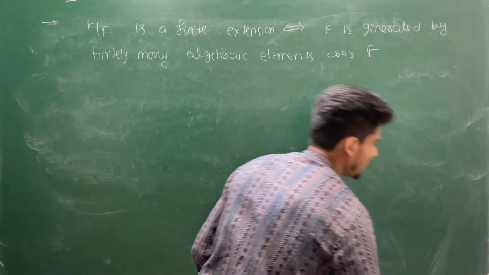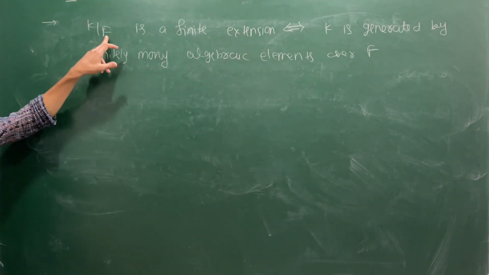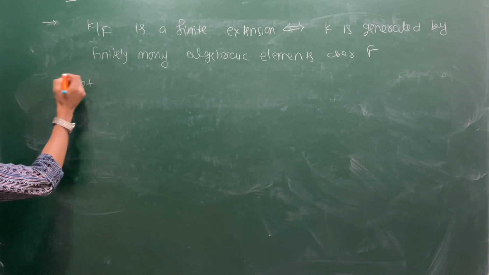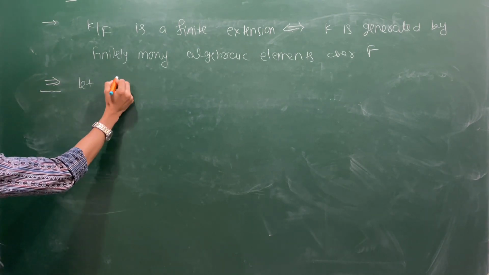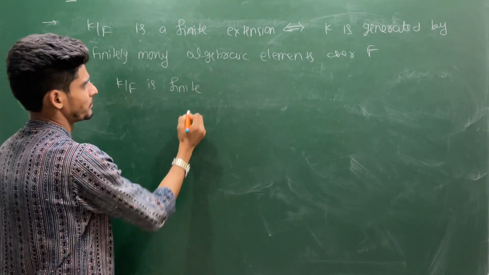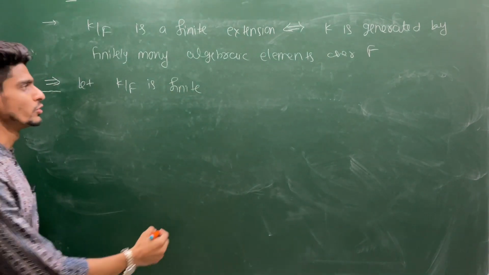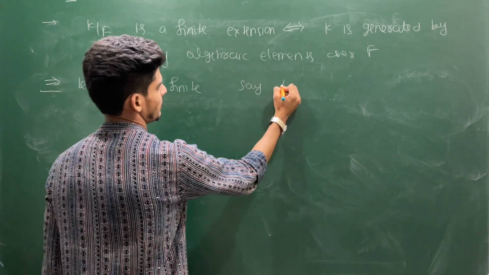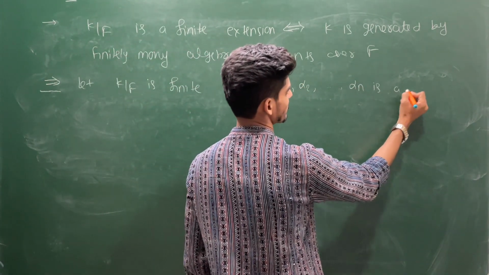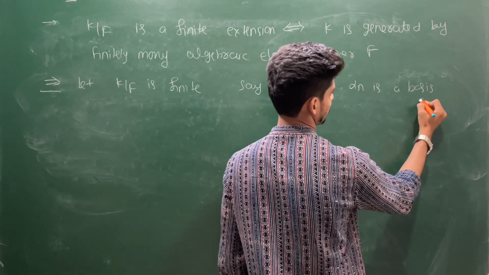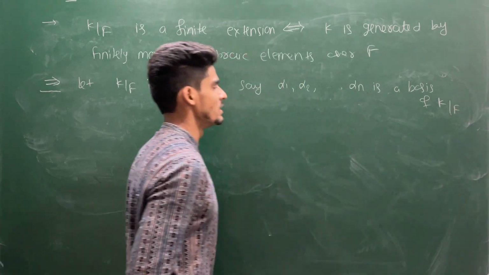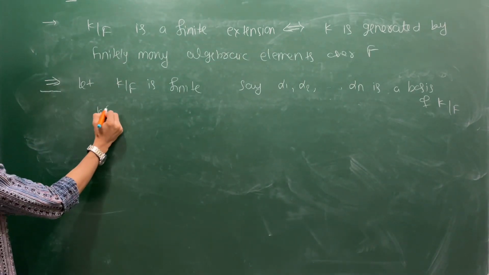Now let's prove this part. If K over F is a finite extension, the proof is straightforward. One way is, let K over F be finite. That means it has some finite basis. So you say alpha 1, alpha 2, ..., alpha n is a basis of K over F.